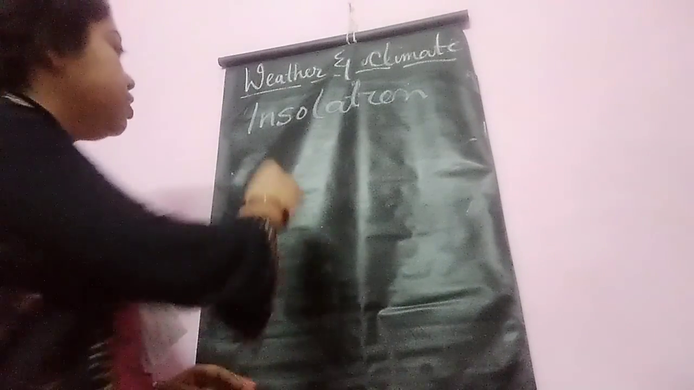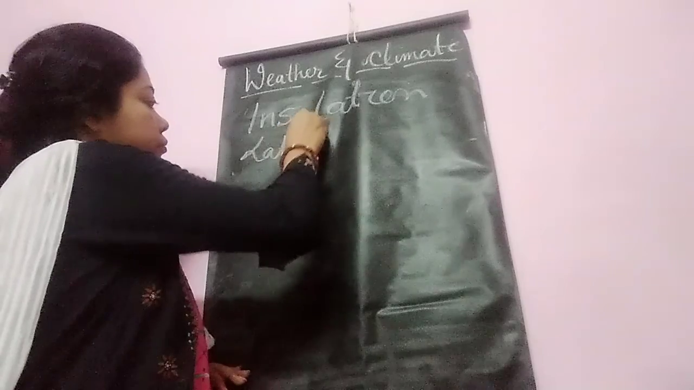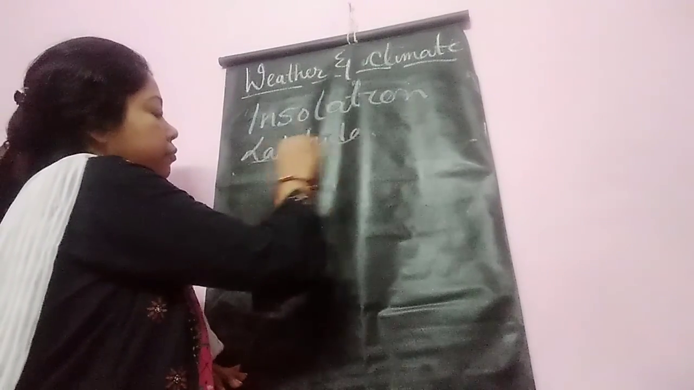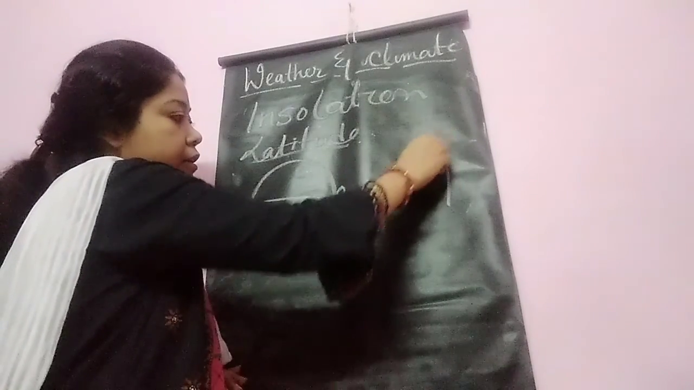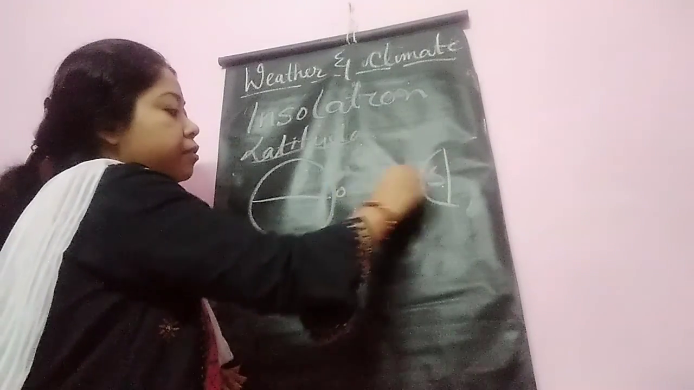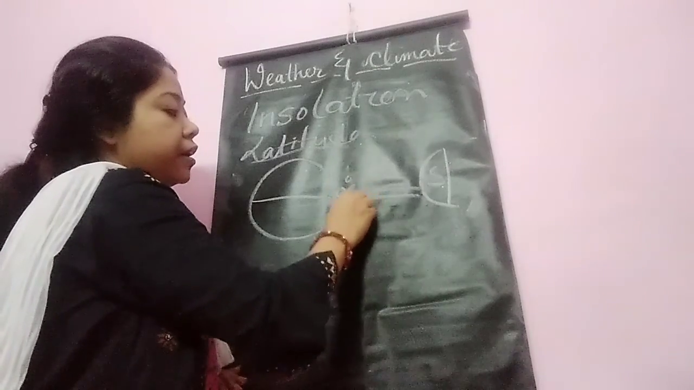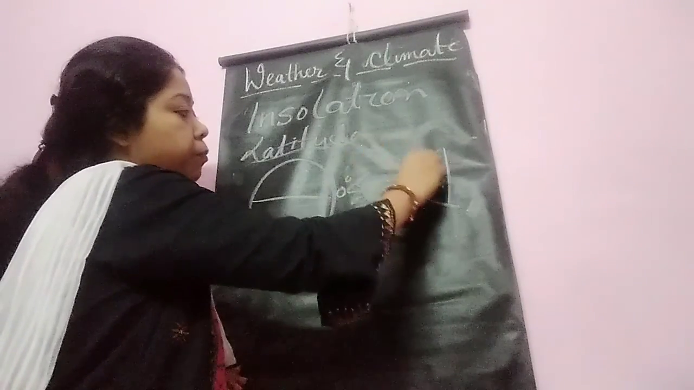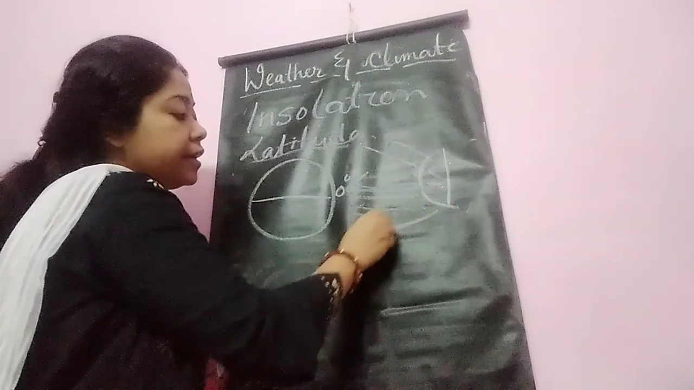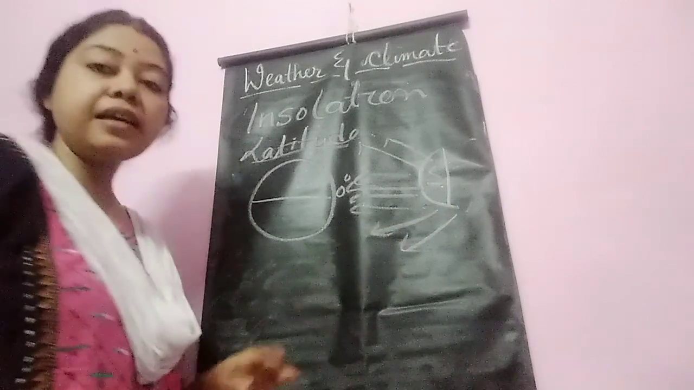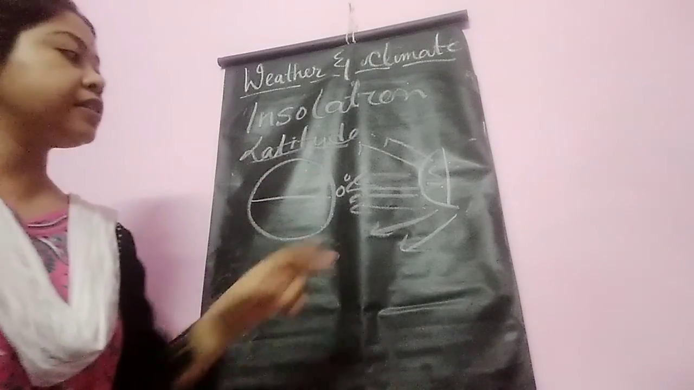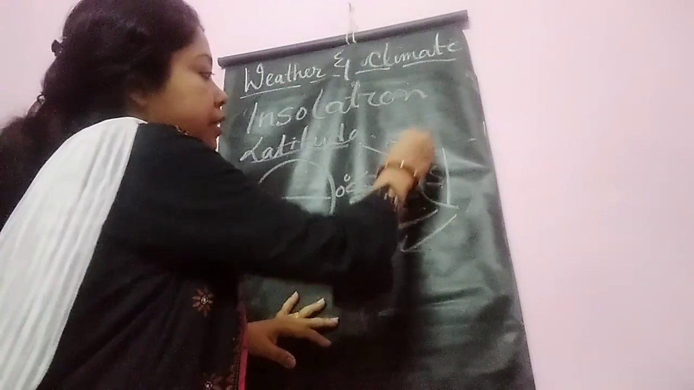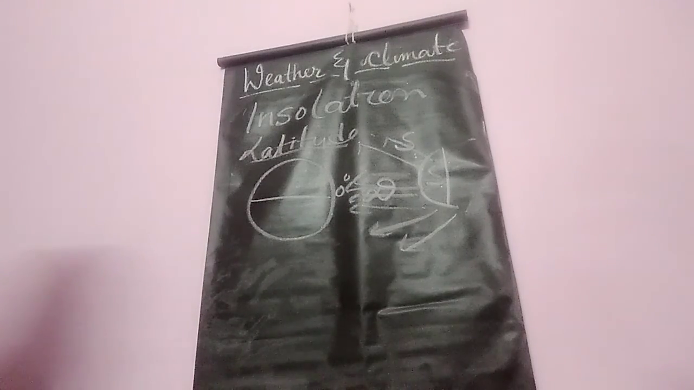The next factor is latitude. This is our earth, this is equator, this is sun. The equatorial region receives the direct rays of the sun, whereas the polar region receives the slanting rays of the sun. This is the direct ray, this is the slanting ray. The direct rays heat up more than the slanting rays.